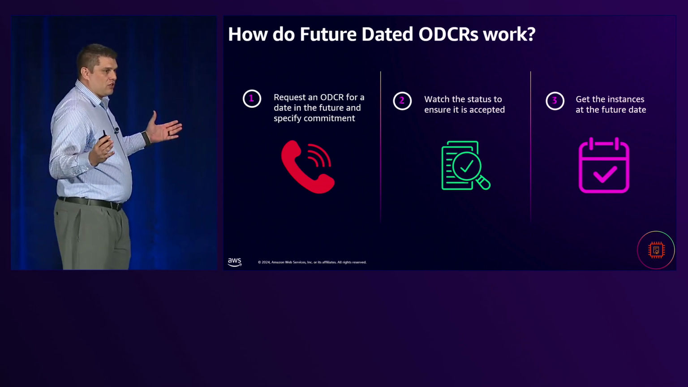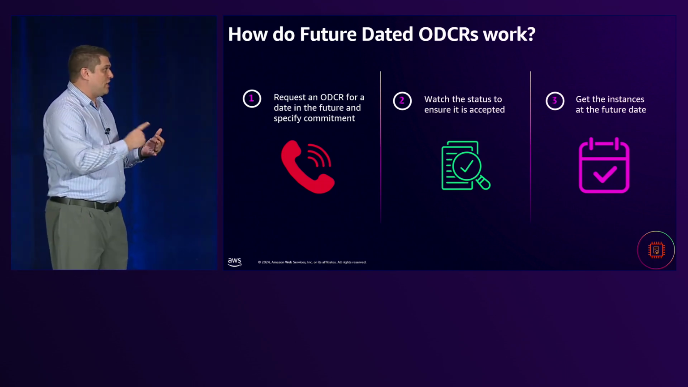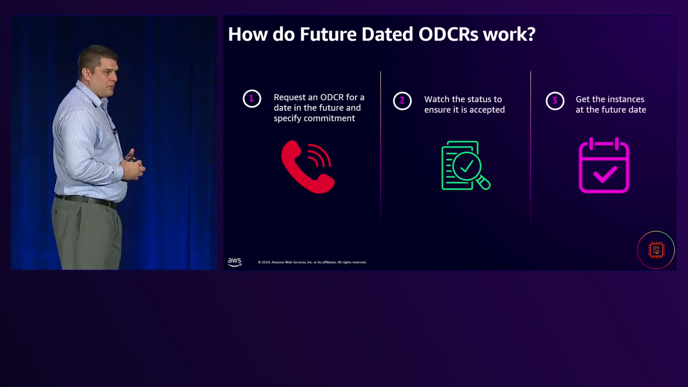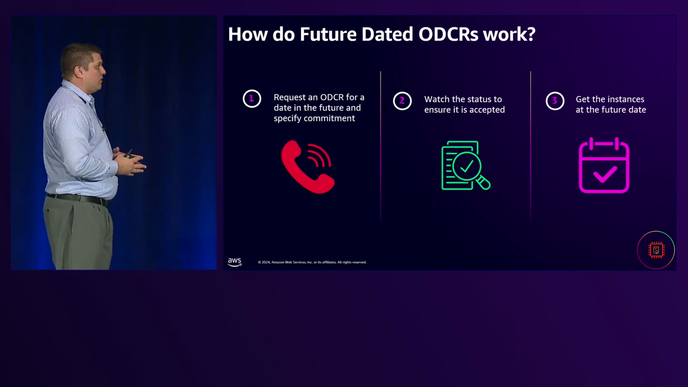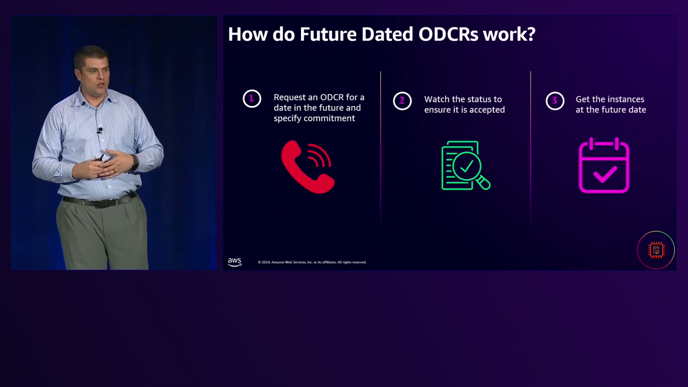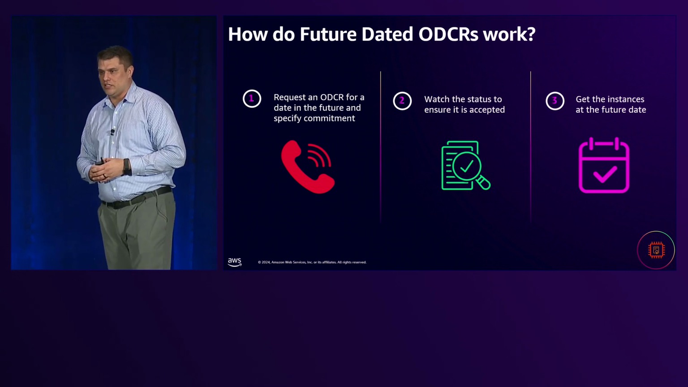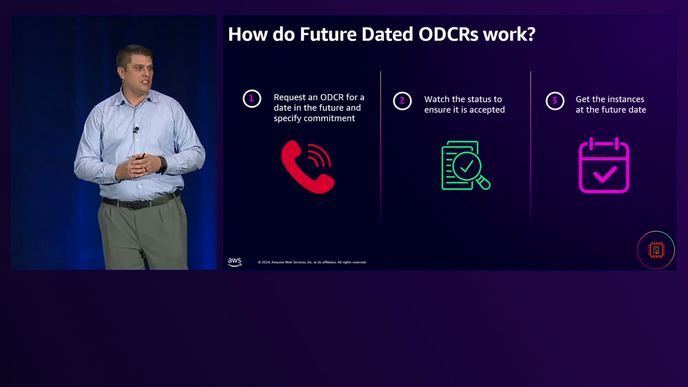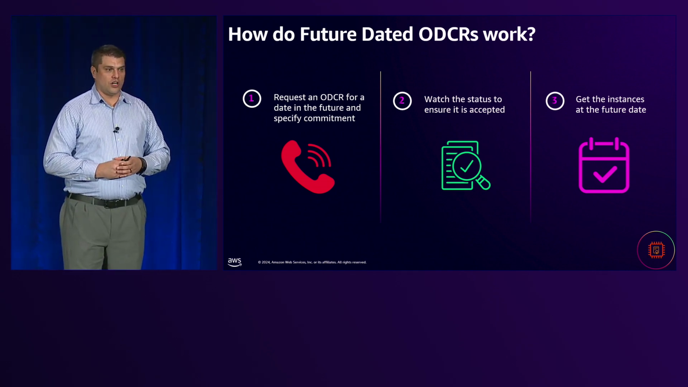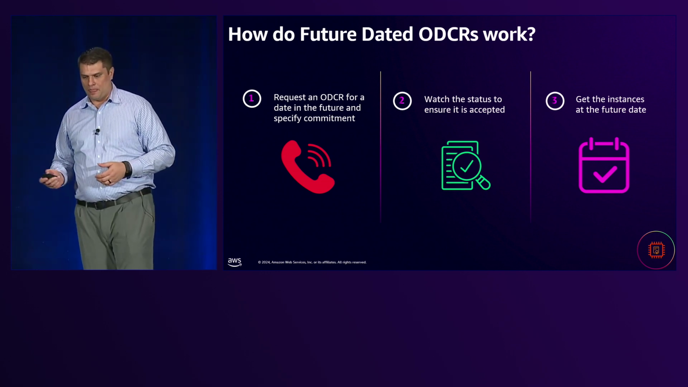It's just like a regular ODCR, except after you configure it, you add a start date, and there is a little bit of a commitment. There's about a 2-week commitment to use the capacity after we deliver it. But once you configure it, you watch the status, make sure it's accepted. Once it's accepted, you know that EC2 is going to deliver, and then you just wait for the capacity to show up on your start date, and as soon as it does, you launch instances. It's easy as that. So with that, I'm really excited to talk to you all about these launches.